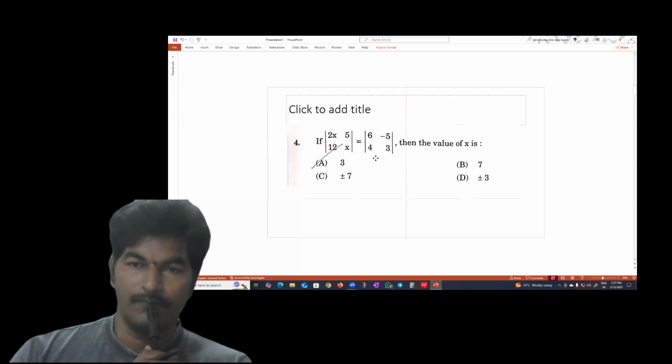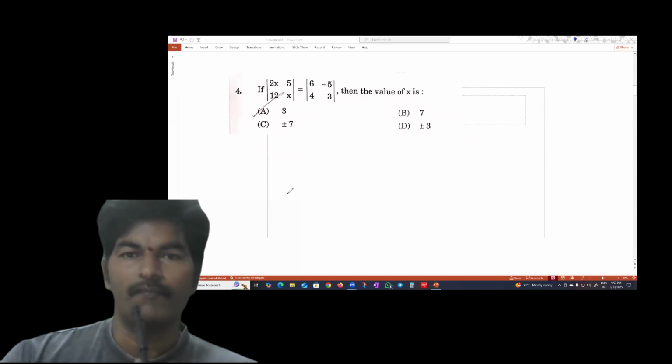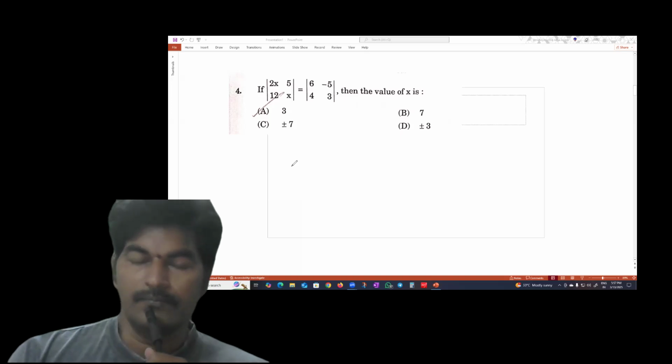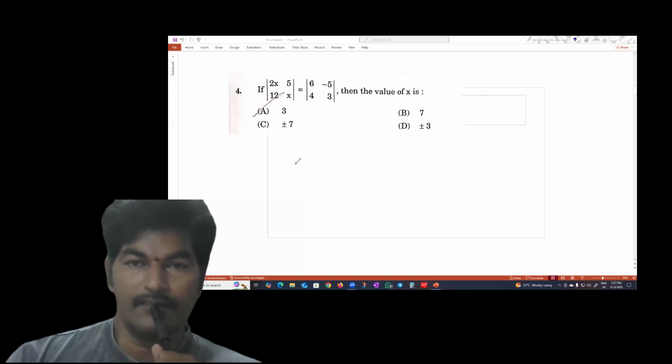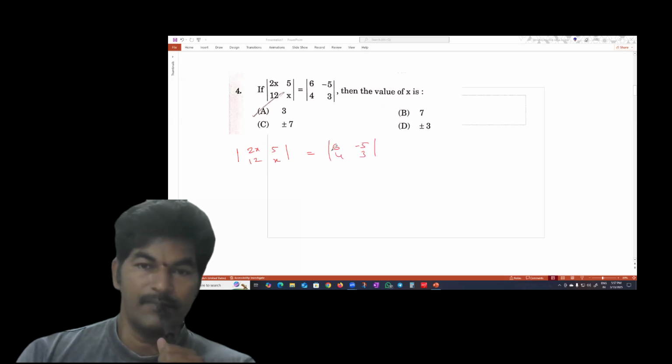Next, fourth problem. Look at the fourth one. Here students often can't understand the difference between a matrix and a determinant. Clearly it shows a determinant, it's a det value. So 2x, 5; 12, x, equals 6, minus 5; 4, 3. A student thinks it is matrices, equates both sides and says the answer is 3. But unfortunately it is a wrong answer. Why? Because it's a determinant, okay?